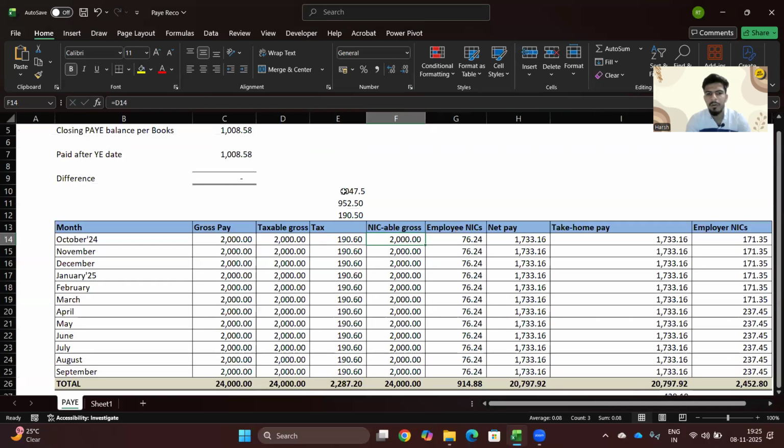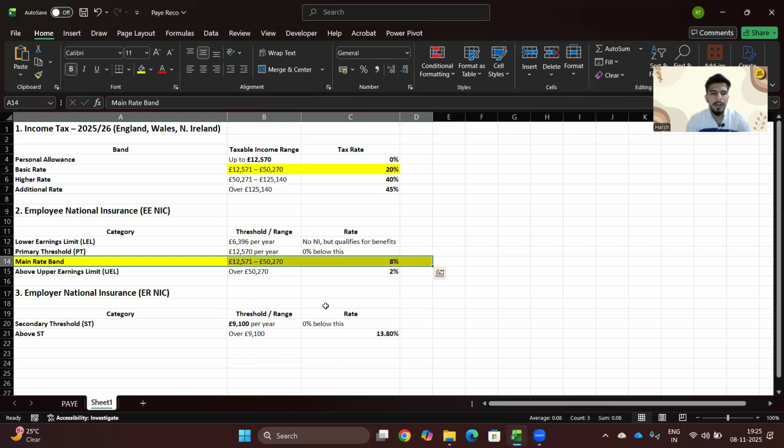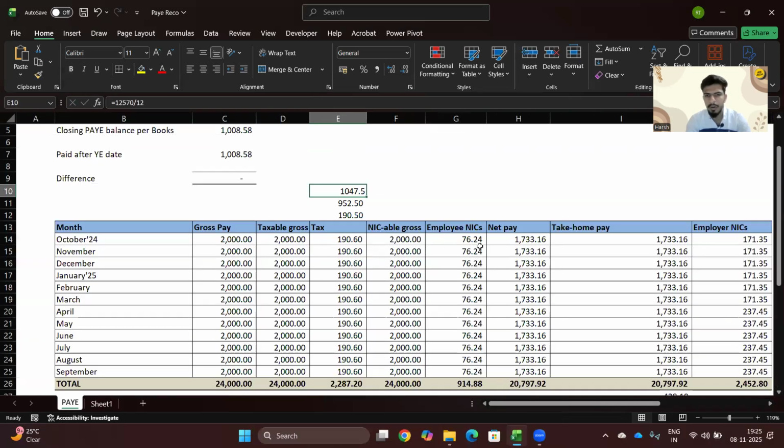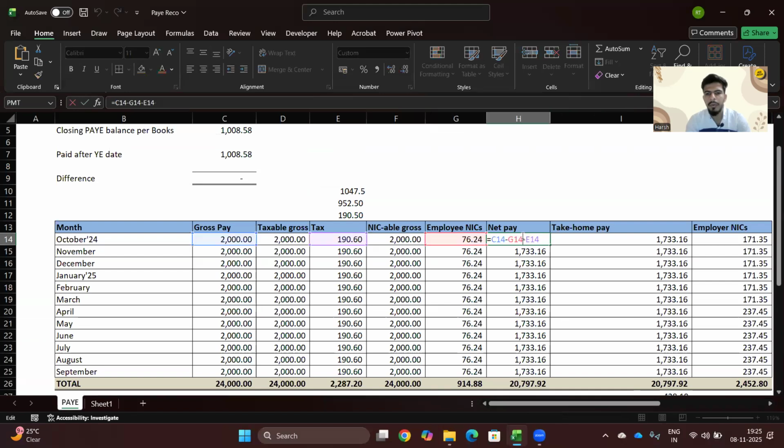Again, the same calculation, 1047.5 would be deducted, and you would have a rate of 8% above the primary threshold, right? So I've got 76.24. This is our net pay. How do we calculate net pay? From gross pay, we deduct the tax and employee NIC to get our net pay.